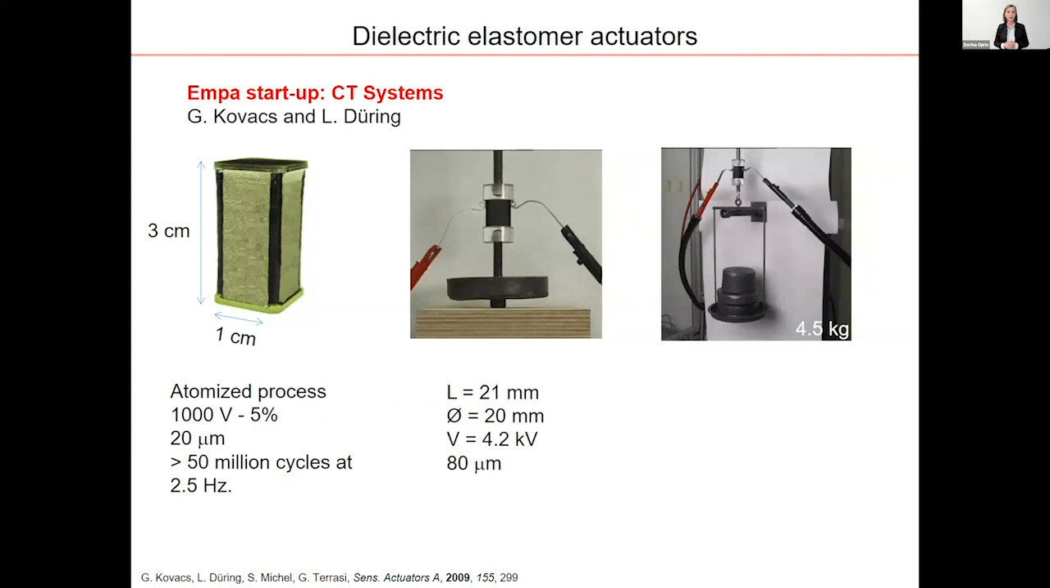And they are highly reliable. They can be operated more than 50 million cycles at 2.5 hertz. And they are quite powerful. As you can see here, this actuator lifts 1 kilogram, and the actuator here on the right-hand side lifts 4.5 kilograms, that you can see over here. So this is very nice.